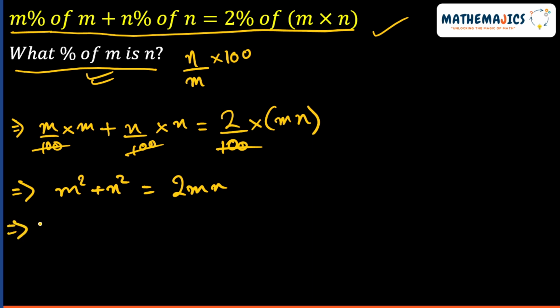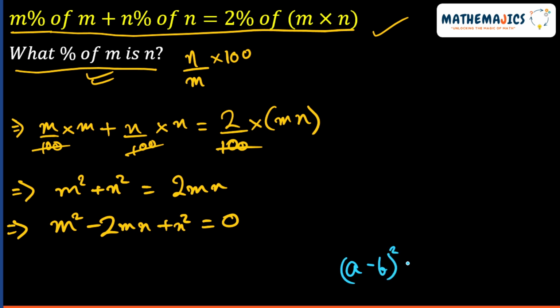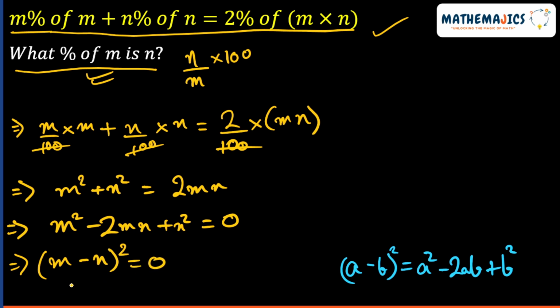Now let's bring this 2mn to the left hand side. We will get m square minus 2mn plus n square equals 0. Now we will be using one algebraic identity. That identity says that a minus b whole square is a square minus 2ab plus b square. We will be using this identity. So if we use this identity, what we will get? We will get m minus n whole square equals 0. Now if m minus n whole square equals 0, that means m is equal to n, correct?